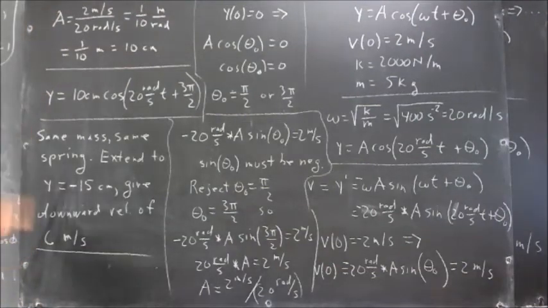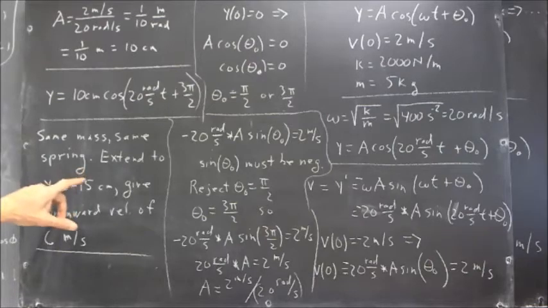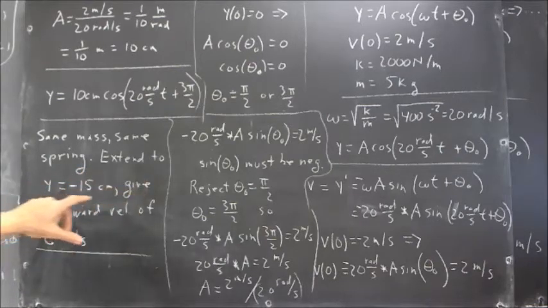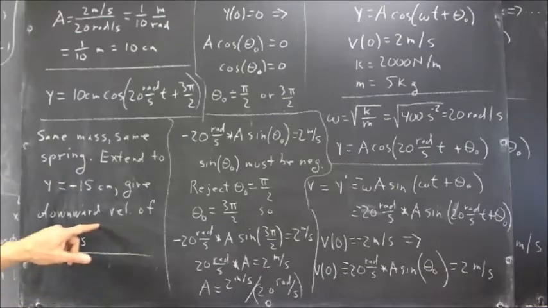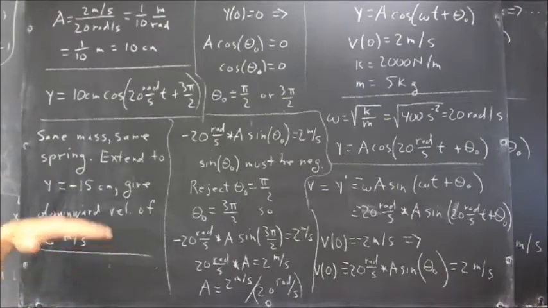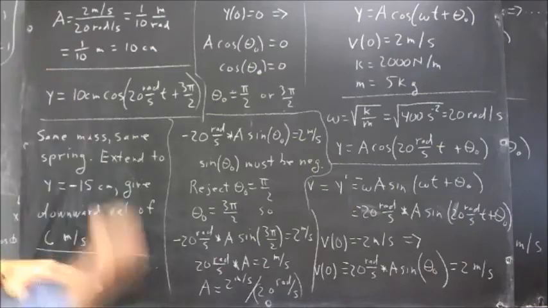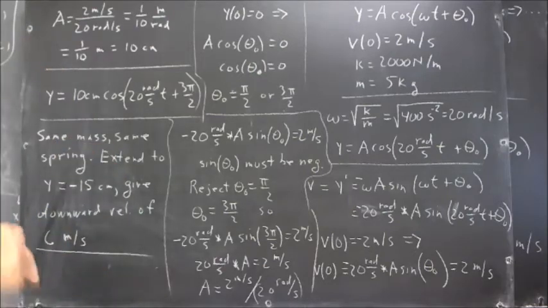Okay, next problem, what do you think about? Same mass, same spring, so all the conditions are the same as before. We want to extend the spring to y equals negative 15 centimeters. That means we're going to pull it down and then give it a downward velocity of 6 meters per second. So while we're holding it down, we come in overhead and give it a punch. It goes down starting at 6 meters per second.